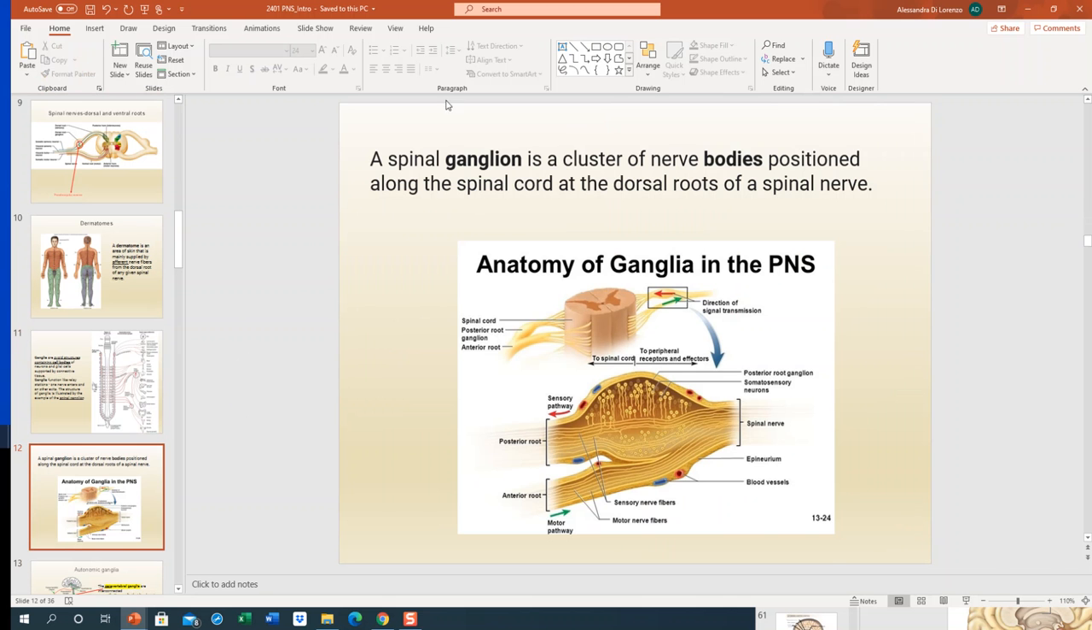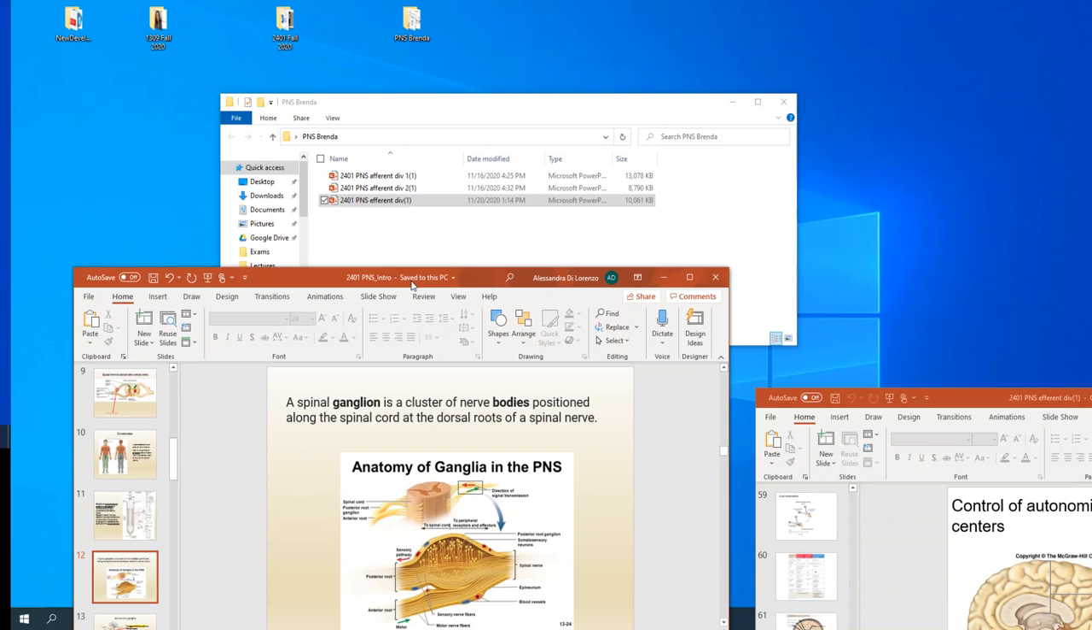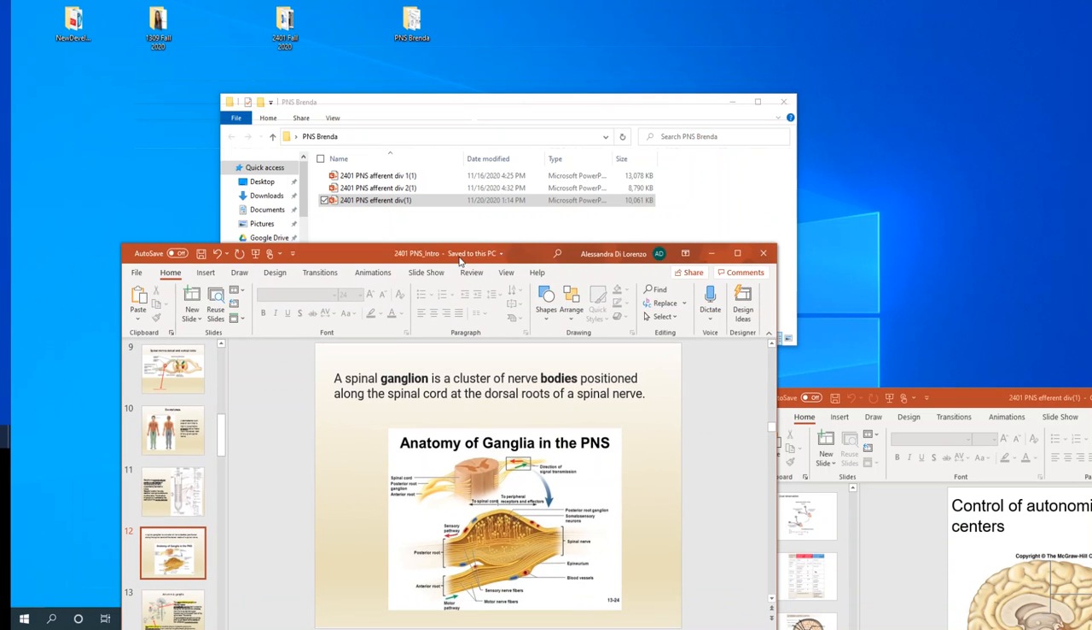All right, so next time we're going to go over the efferent division of the peripheral nervous system, which is the motor division. And then later we're going to look at the afferent division with all the special senses, and that's going to be the end of our course here of Anatomy and Physiology 1.